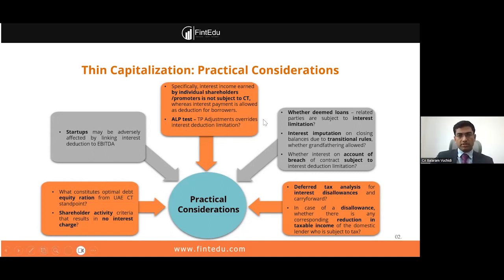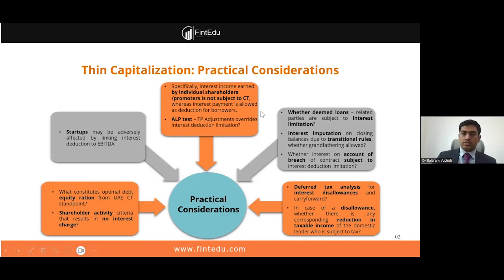And the other thing is specifically interest earned. As I mentioned, the interest earned by individuals is not subject to tax. If shareholders are giving loans to the companies, that is not subject to tax, of course. But whatever payments are made by the company to the owners, the interest should be at arm's length. So this is what we need to look at.